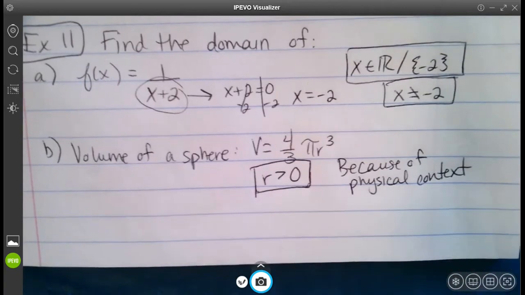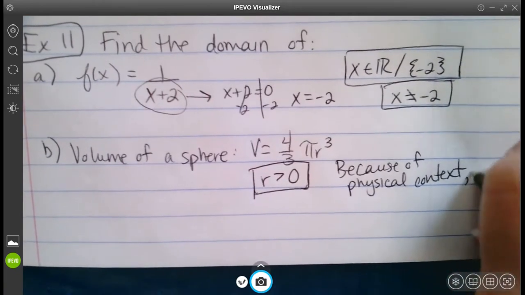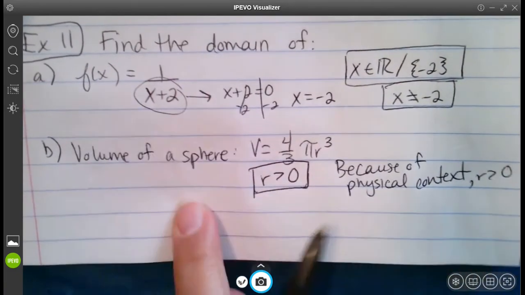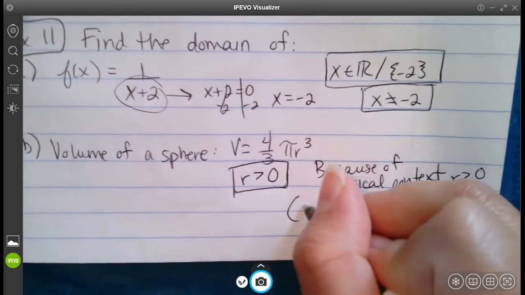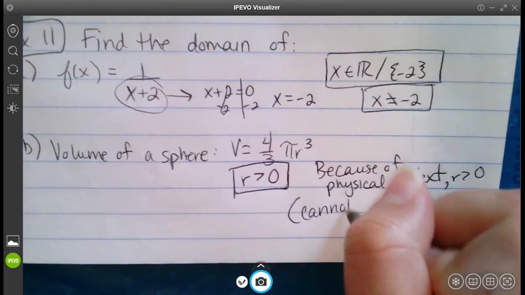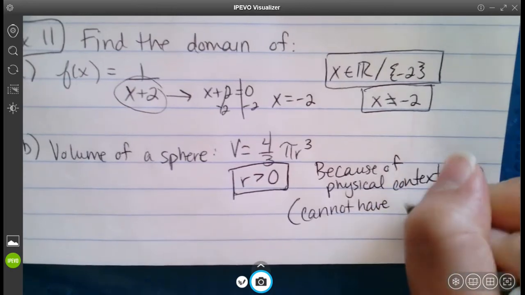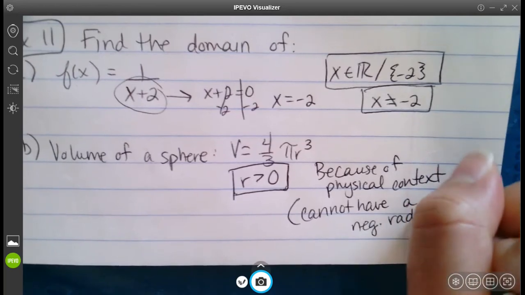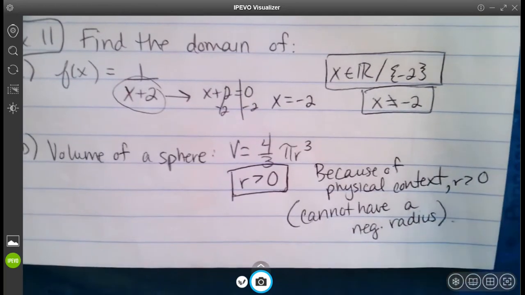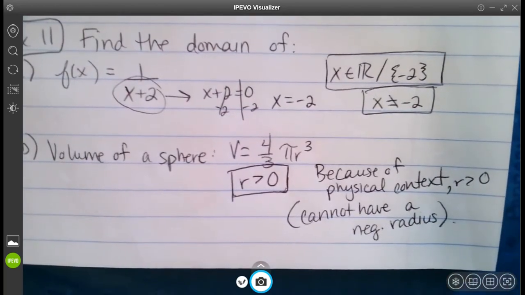okay, r is greater than 0, which is what I have right here. Okay, and if you want, you can put in parentheses, we cannot have a negative radius. Okay, and that is it for that.